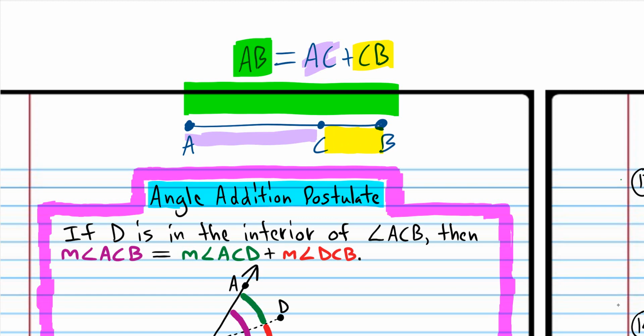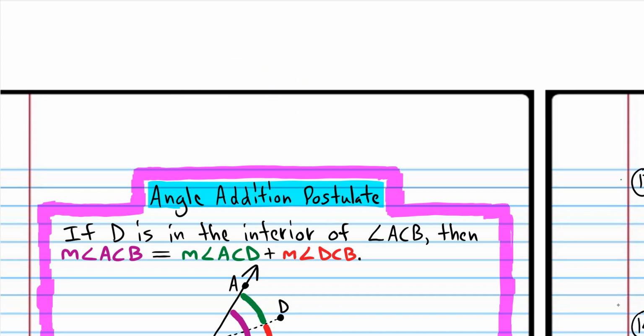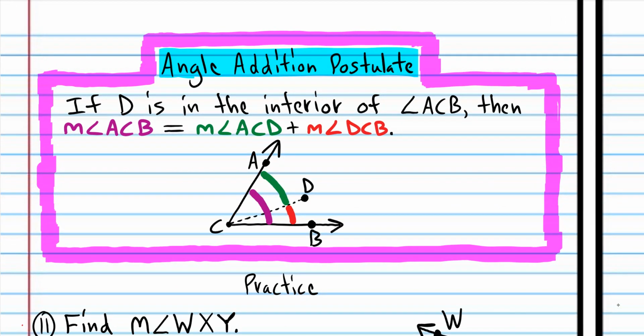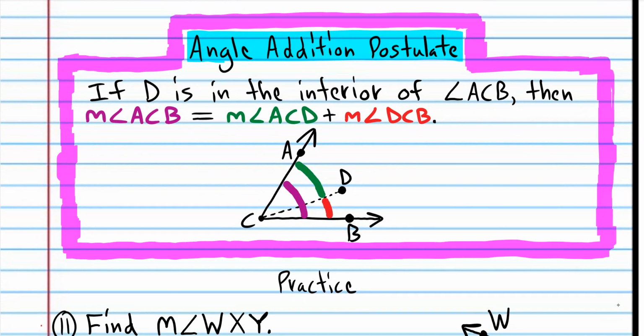Now, it's called a postulate because we just accept it to be true. It doesn't really require any explanation because it's a very, very fundamental idea. Well, we have an angle version of that. It's called the angle addition postulate. So if you have an angle, represented by these yellow rays, and you put a point in the interior of the angle, then the purple measure is equal to the green plus the red measure. This angle measure is equal to this angle measure plus this angle measure. So that's what it's saying.